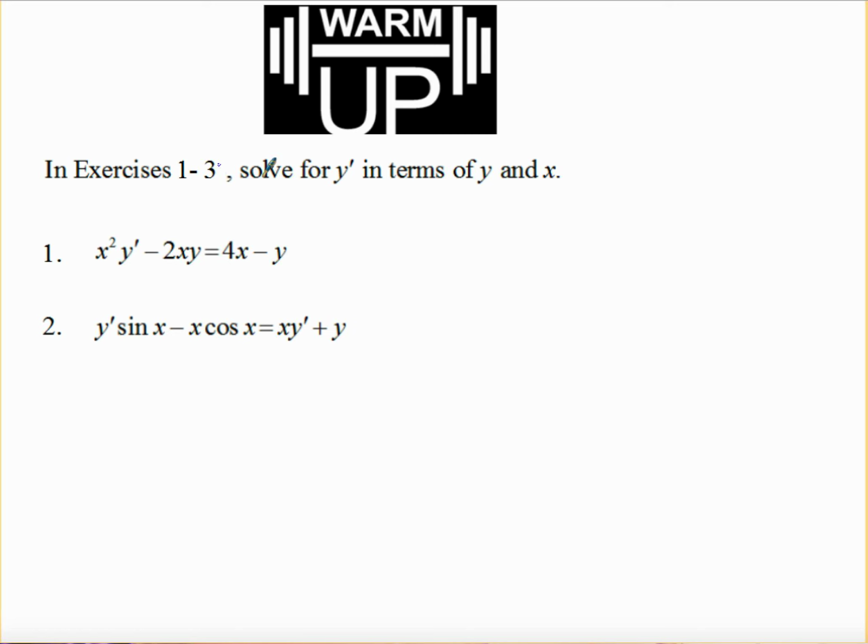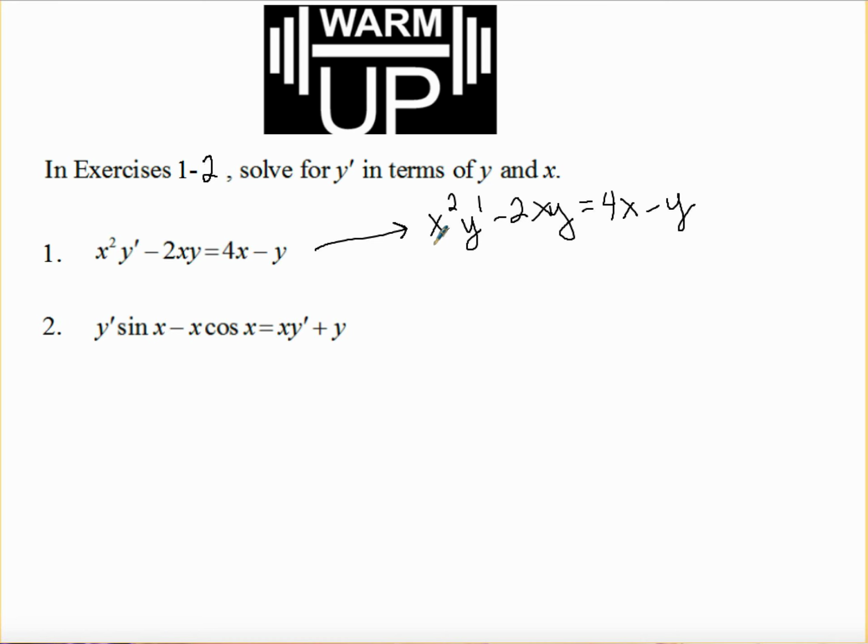So this should say exercises 1 through 2. It used to be 1 through 3, but I think I make my point with problems 1 through 2. So let's go ahead and isolate this y prime in each of these equations. For problem number 1, I'll do that one in the black pen. We've got x squared times y prime minus 2xy equals 4x minus y. I just want to get the y prime alone.